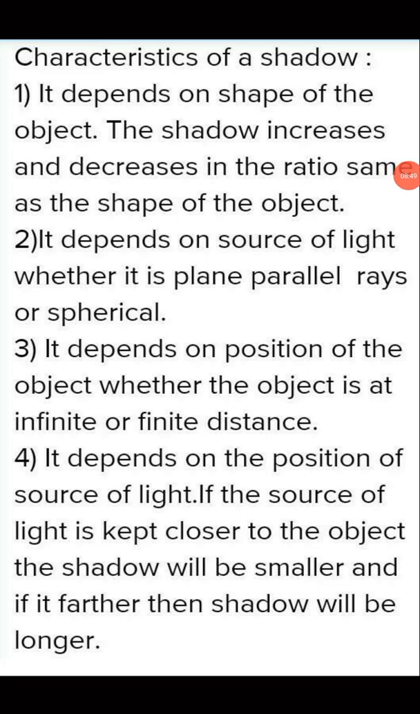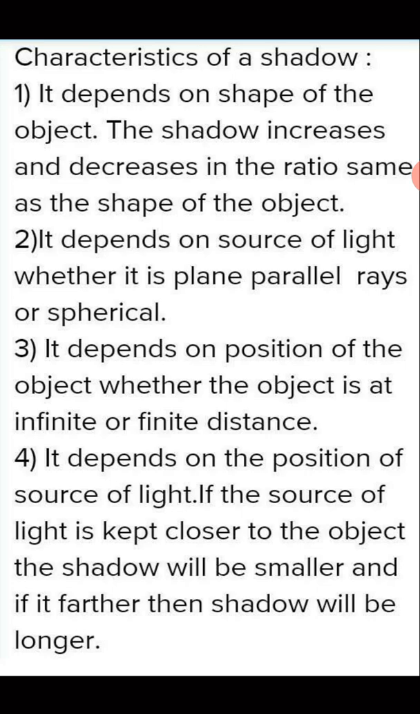Shadows need a screen for being formed. You cannot see a shadow unless there is some screen, or a wall, or a surface behind where you can see the shadow. So if light is falling from the left hand side and the object is blocked in between, the shadow will be cast on the opposite side, that is the right side.